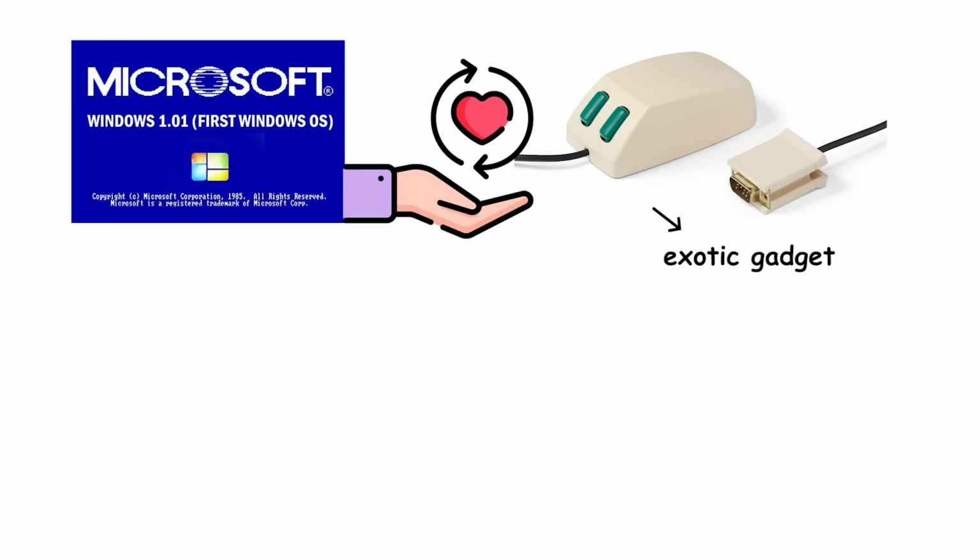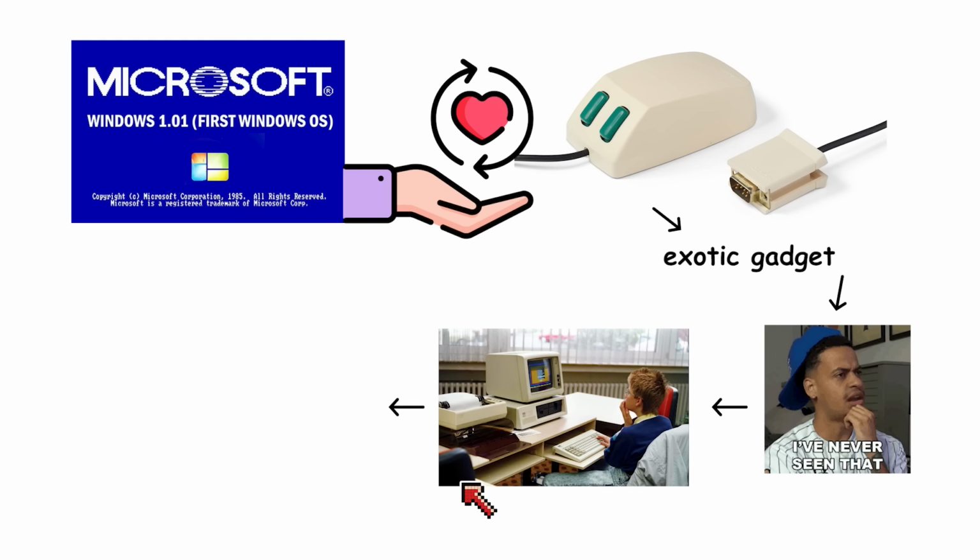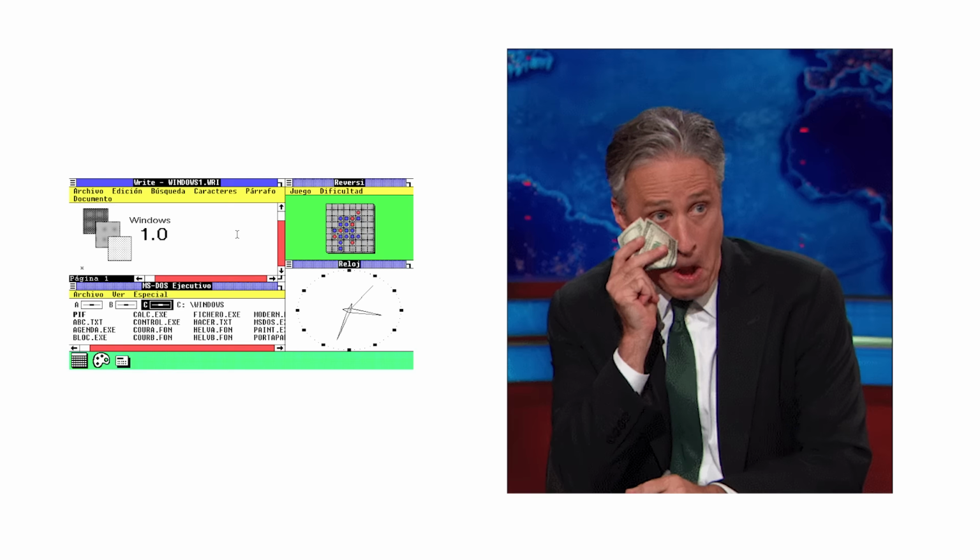touch each other. To make things even more exciting, Windows 1.0 relied on a mouse, an exotic gadget most users had never even seen. Many early adopters wondered why they suddenly needed a strange plastic box to move a little arrow on the screen. Windows 1.0 was simple but unstable.